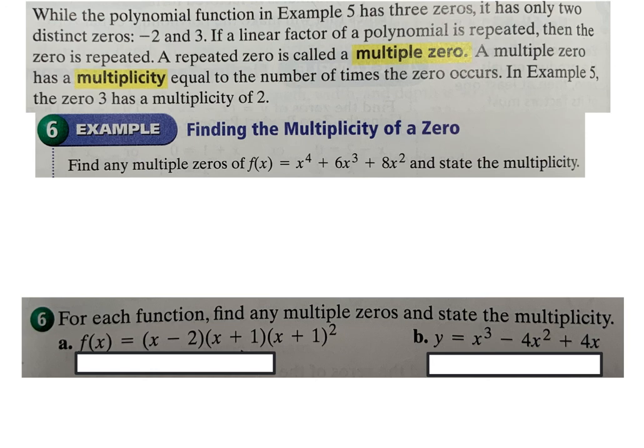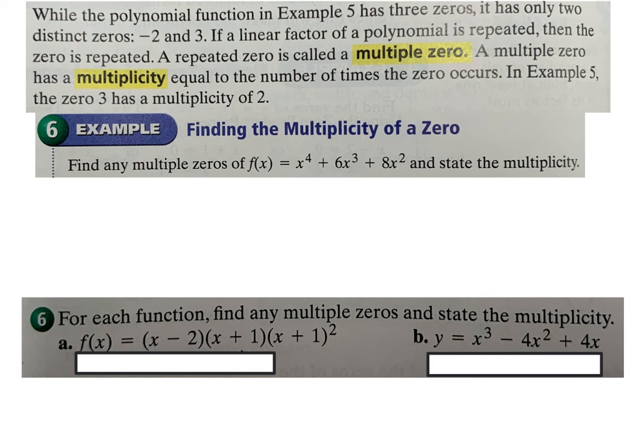Multiplicity. Polynomial functions example 5 has 3 zeros, but it only has 2 distinct zeros, negative 2 and 3. When we did the example right above it, they gave us negative 2, 3, and 3. The 3 was listed twice, so it has 2 distinct zeros and one that is repeated. A repeated 0 is called a multiple 0.